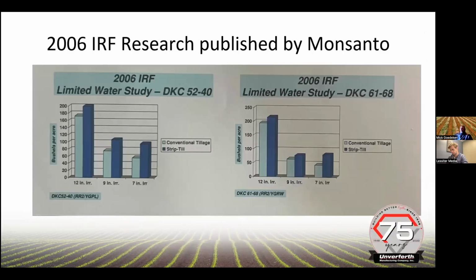IRF did another one that was published by Monsanto, and it was another limited irrigation trial that they did strictly for Monsanto on 2 different hybrids. And you think about the time frame of this and what they were looking for: they're trying to find which hybrids work better in drought, and they got to figure out that strip-till also helps their hybrids in droughty situations too.